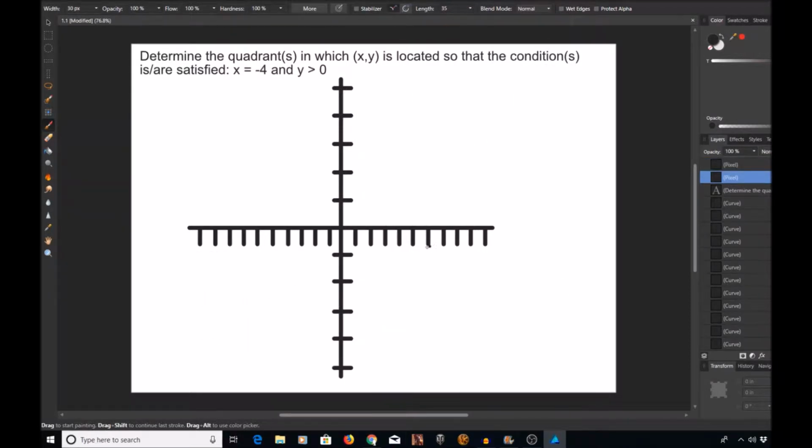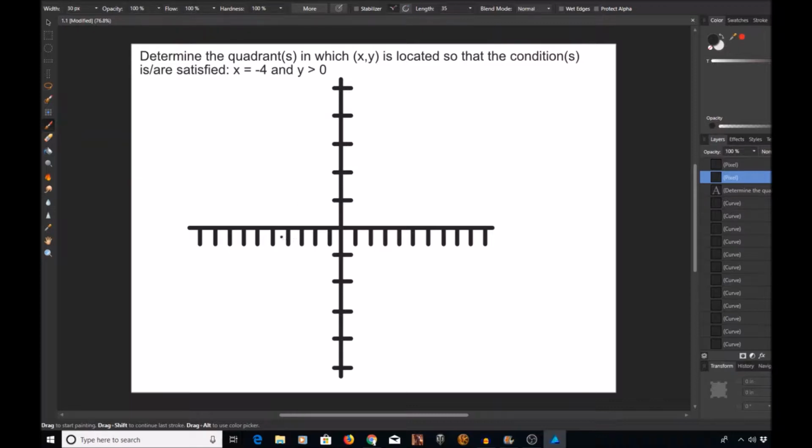Okay, so now the next question is the same thing, but we just get different information. And the information we're given is that x is equal to -4 and y is greater than 0. So pause this and try it on your own now that you saw how to do the last one, and then unpause it and we'll see if you got it.